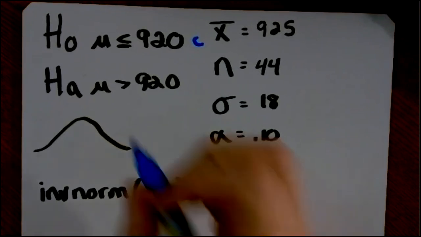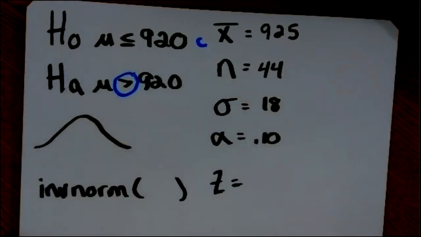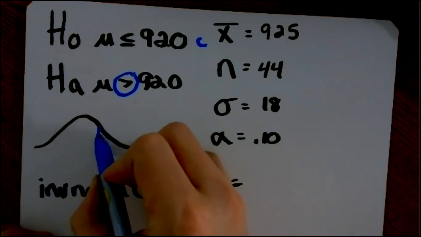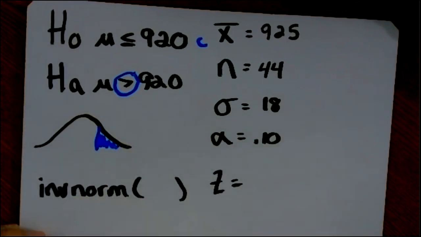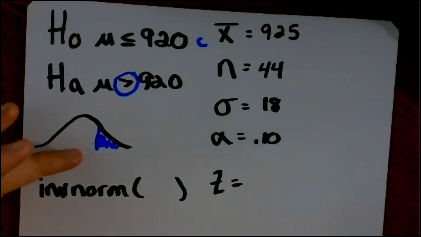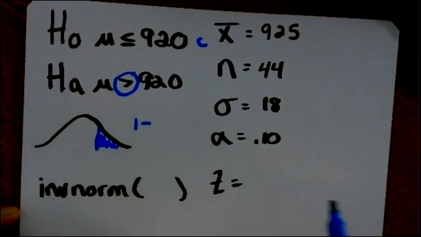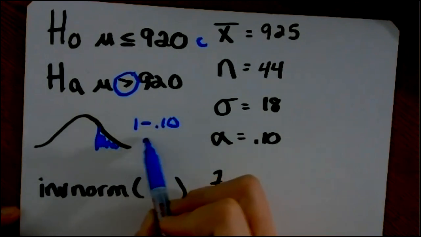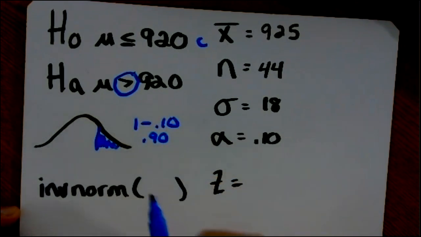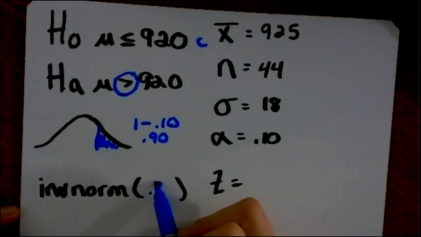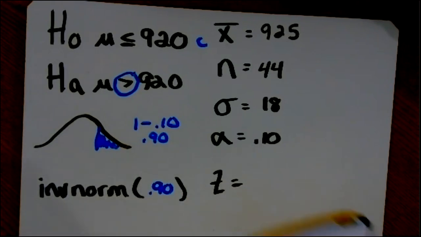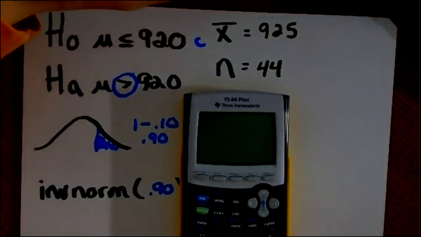If we look over here at our h sub a, remember, h sub a determines the tail. So if it's greater than, it goes to the right, that means I'm going to have a right tail distribution. In order to find the critical value here, because it's right-tailed, I'm going to take 1 minus my alpha, which is 0.9, because inverse norm will naturally go to the left. So to find my z-score for the critical value, the rejection region, I'm going to take the inverse norm of 90%.